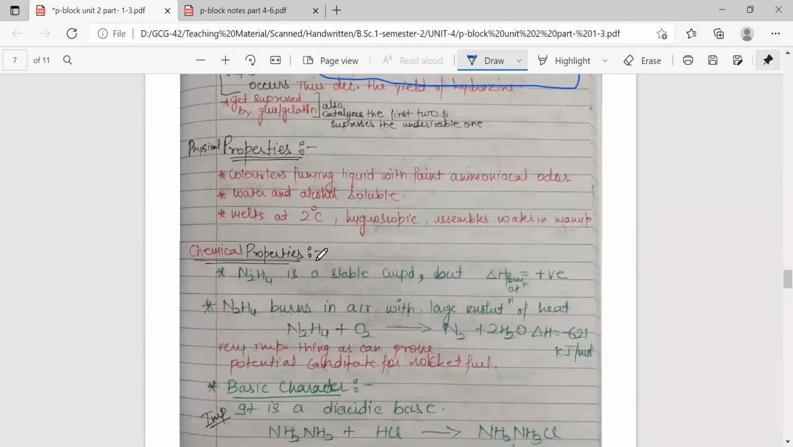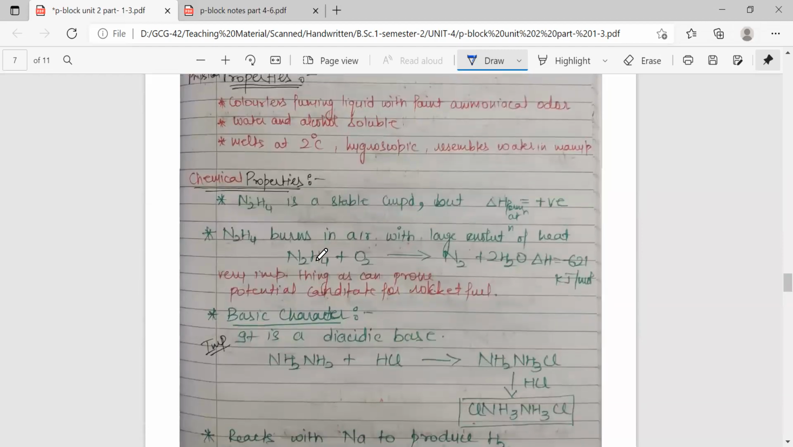Now coming to the chemical properties, its formula is N2H4. It is a stable compound, but its heat of formation is positive. It requires energy for its formation. So N2H4 burns in air with the evolution of a large amount of heat. So this is the burning reaction for N2H4, that is hydrazine.